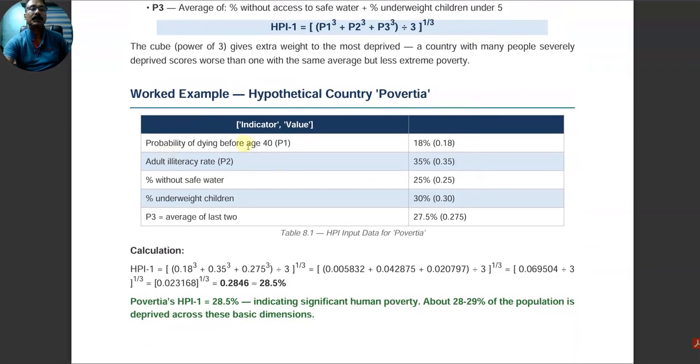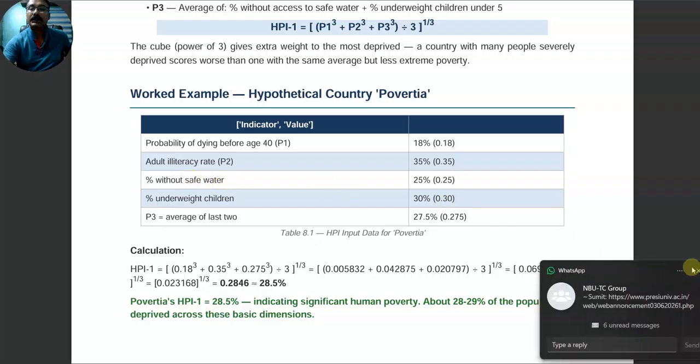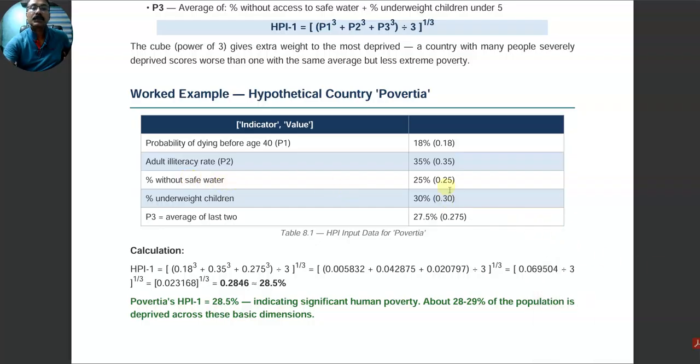Suppose the probability of dying before age 40, that is P1, equals 18%, that is 0.18. Adult literacy, that is P2, equals 35%, that is 0.35. Percentage without safe water is 25%, 0.25. Percentage of underweight children is 30%, 0.30. And P3 equals the average of the last two, that is 27.5%, that is 0.275.